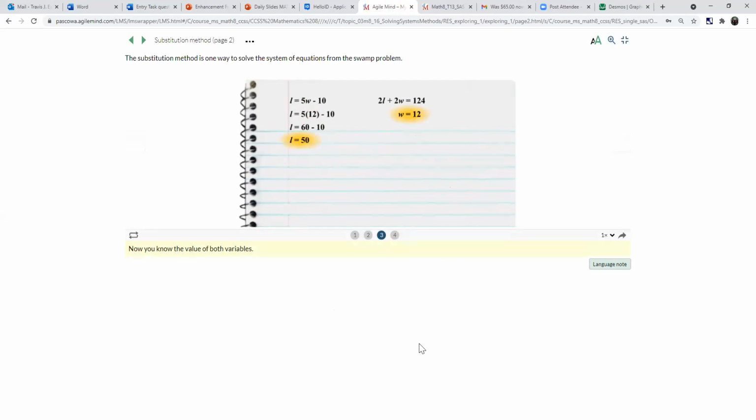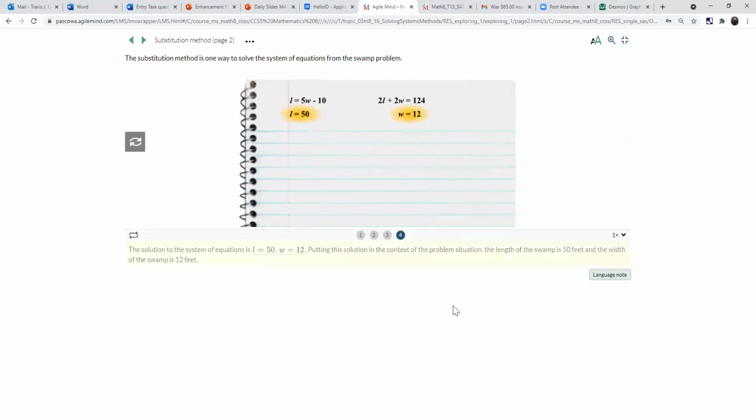Now that looks like it might be complicated, but it really isn't. And the best way to master this is to keep practicing it. So the solution to this system is L equals 50 and W equals 12. Then if we put this back into the context of the problem, the length of the swamp is 50 feet and the width of the swamp is 12. Okay. Whew. All right. Now let me get back to the book page that we were working on.